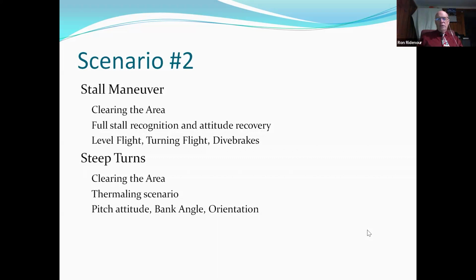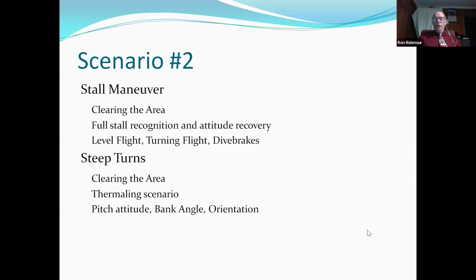Now, that doesn't mean you can't set up for the stall ahead of time, but you should clear the area while you're trying to set up for the stall. Full stall recognition and an attitude recovery. For the private pilot, you have to do full stalls, right? Which means you have to establish a pitch attitude that you know the glider will stall in. I've seen people trying to establish a very shallow pitch attitude in the ASK-21. And to be quite honest, it's difficult to demonstrate a clean stall break in a very shallow pitch attitude.